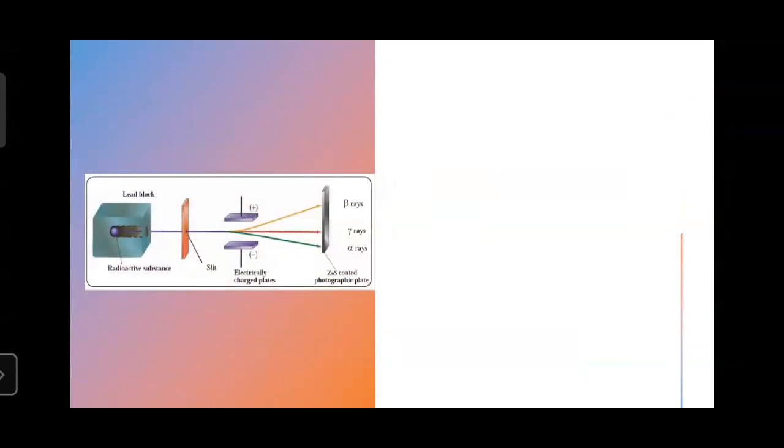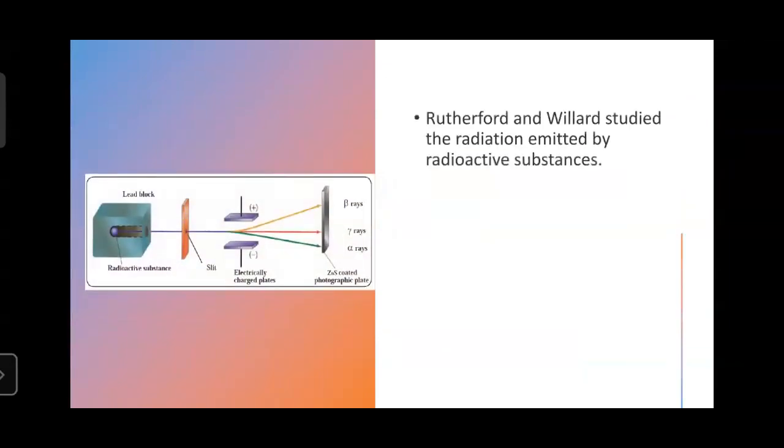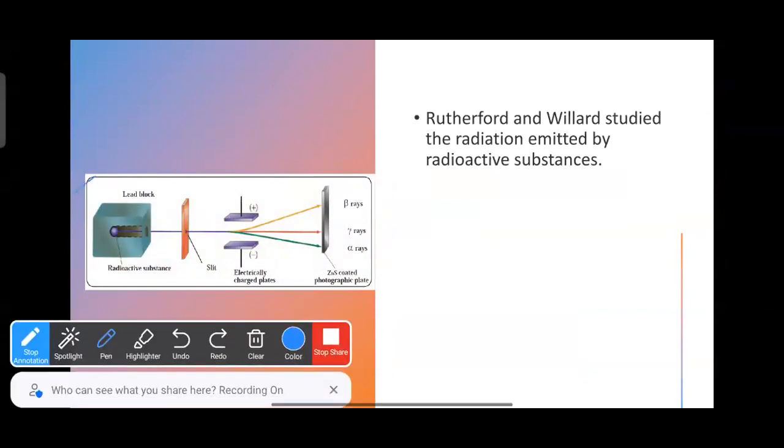So that is the experiment where Rutherford and Villard studied the radiations emitted by radioactive substances. This is the lead box in which this radioactive material is placed. This is the slit from which a single ray is passed. These are two oppositely charged plates, having plus and minus charge. And here there is a separation of alpha, beta, and gamma rays, which is detected by a photographic plate placed in the path.